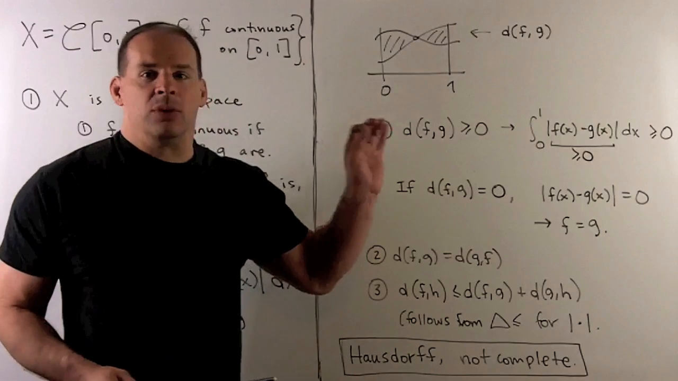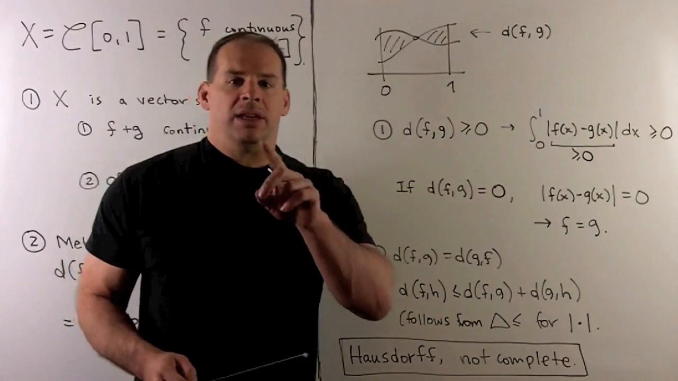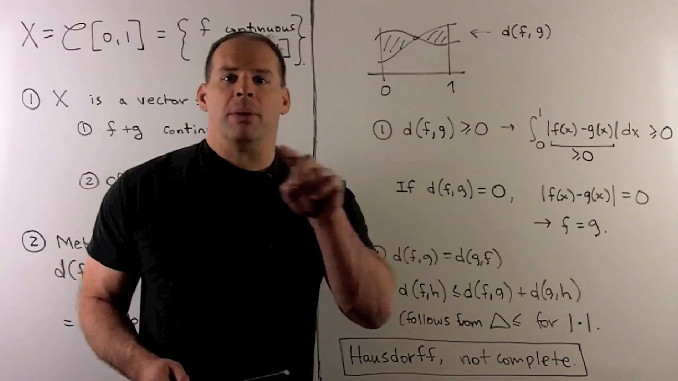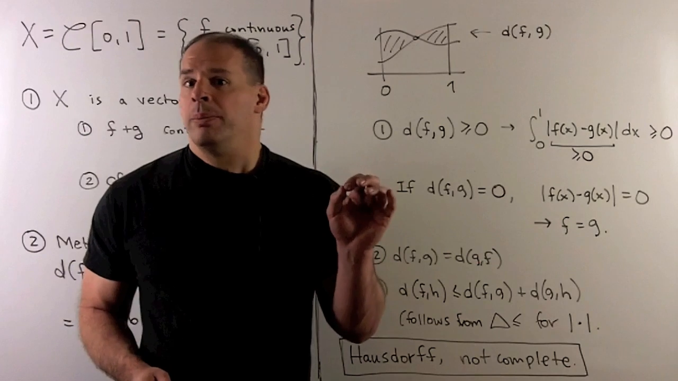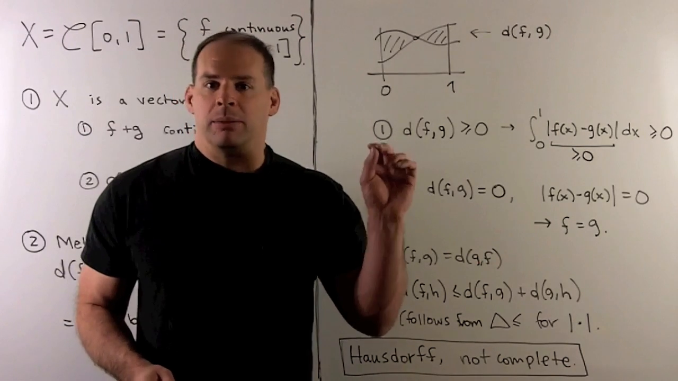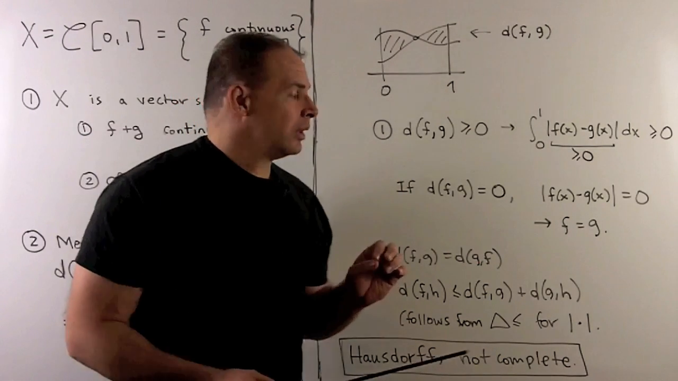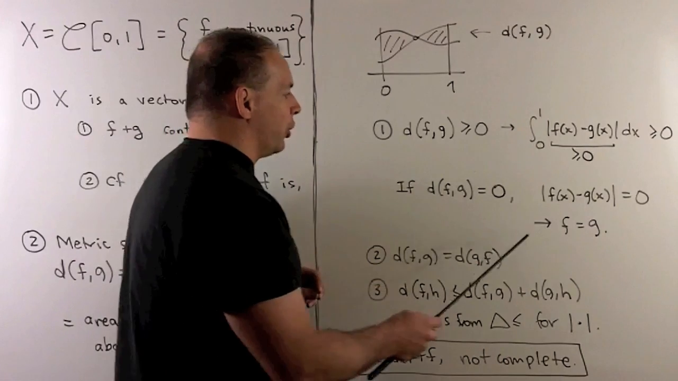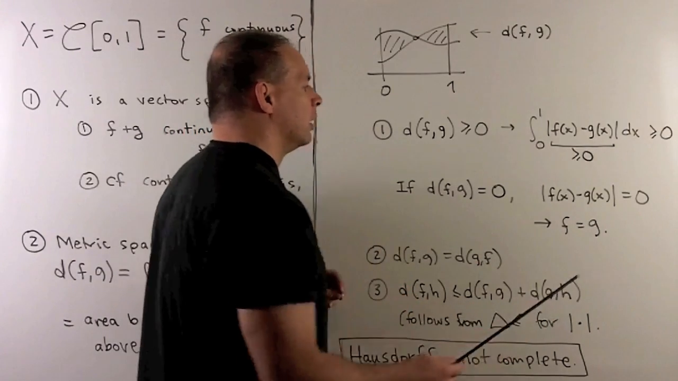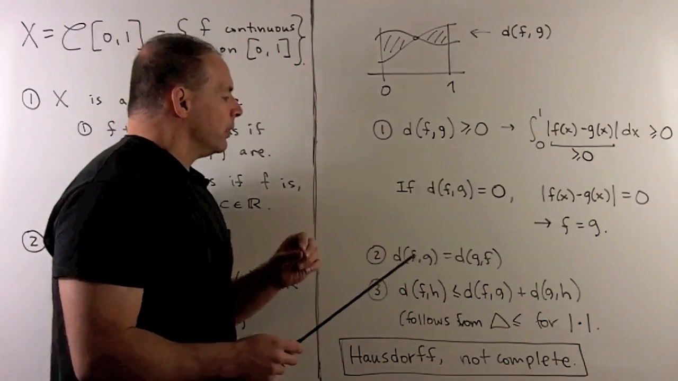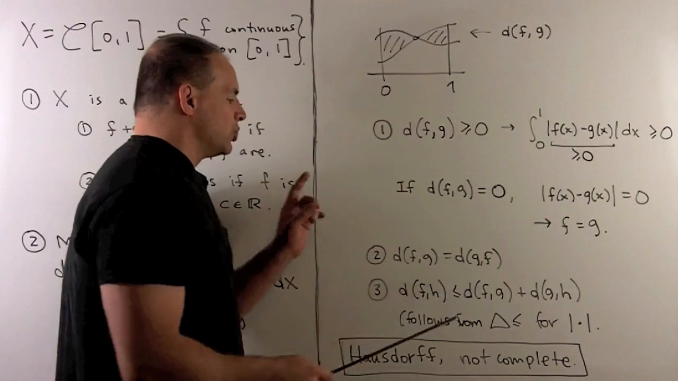If we get exactly equal to 0, well, that means that the area under this function above the x-axis is equal to 0, so our function had to be precisely 0. That means f and g are equal. Then we have the symmetric property, which is straightforward.